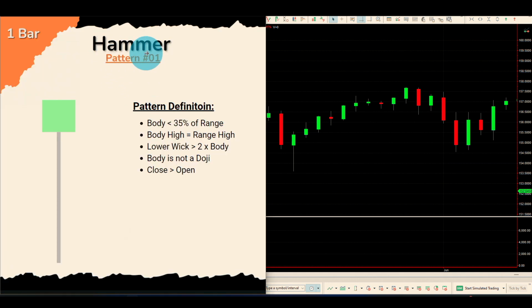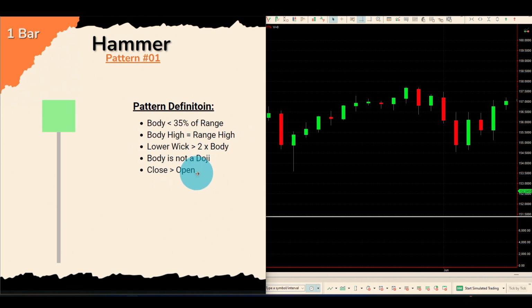It's called the hammer. It's a 1-bar pattern. And this is the definition. The definition is very important because if you play with the definition, it will present a different bar. And also you need to be very careful when programming these patterns because you can easily include another pattern in the same definition without recognizing it. So you need to pay attention to your coding.